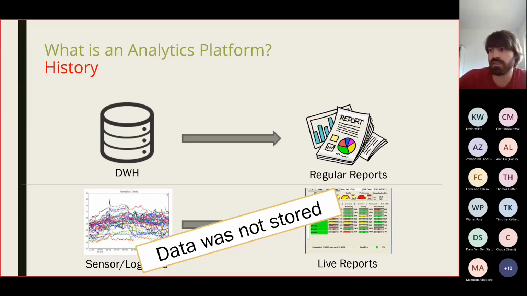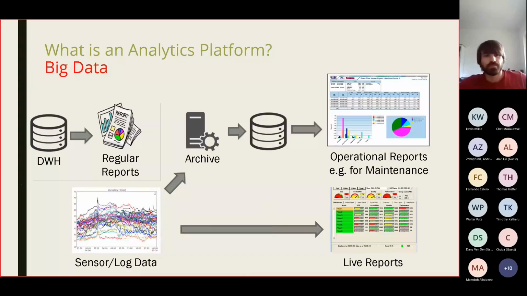The main point is that the data was not stored, and especially when it comes to data science and machine learning use cases, this historic data of those sensor values can be really valuable because you use it to train your models basically.